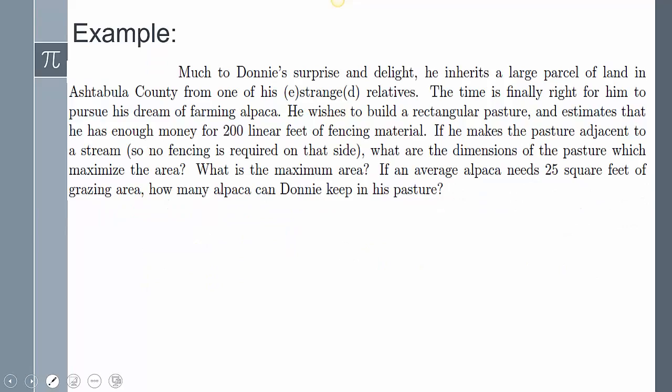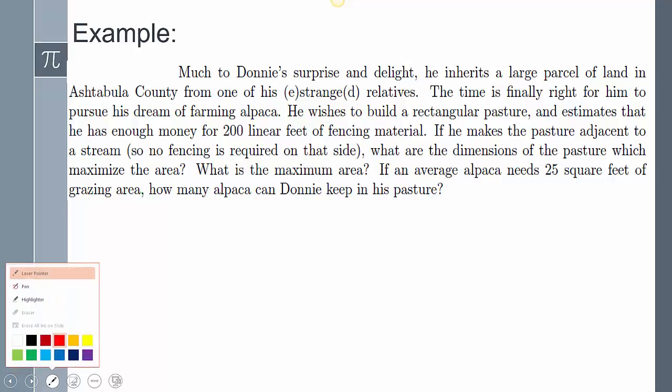Okay, so this next example says, much to Donnie's surprise and delight, he inherits a large parcel of land in Ashtabula County from one of his estranged relatives. The time is finally right for him to pursue his dream of farming alpaca. He wishes to build a rectangular pasture and estimates that he has enough money for 200 linear feet of fencing material. If he makes the pasture adjacent to a stream, which means no fencing is required on that side, what are the dimensions of the pasture which will maximize the area? What is the maximum area? If an average alpaca needs 25 square feet of grazing area, how many alpaca can Donnie keep in his pasture?